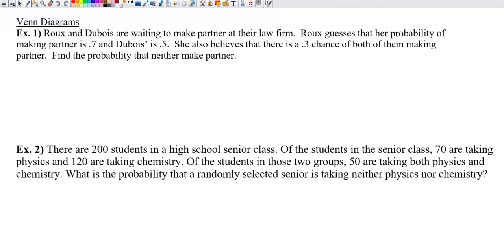Rue guesses that her probability of making partner is 0.7 and Du Bois' is 0.5. She also believed there's a 0.3 chance of them both making partner. Find the probability that neither make partner.